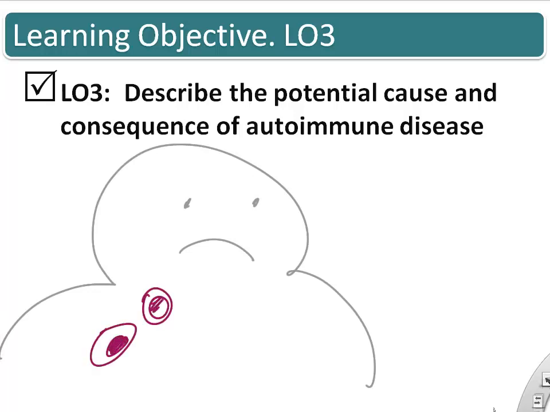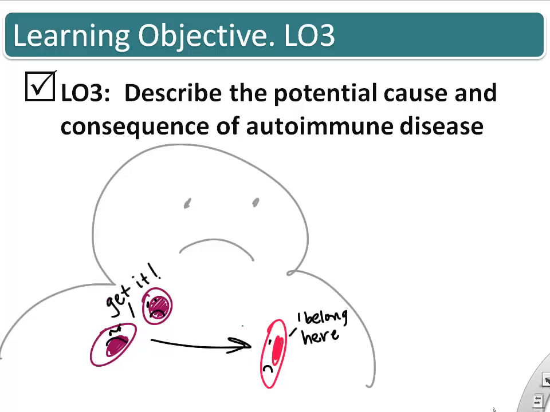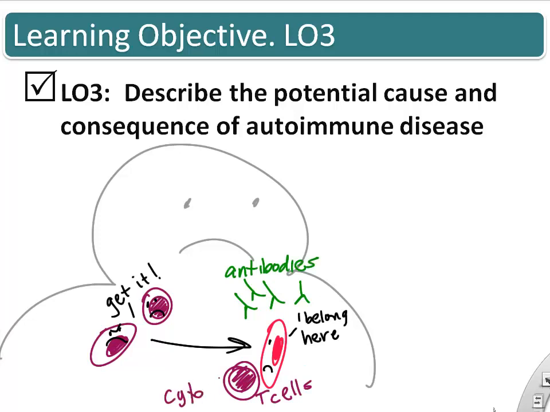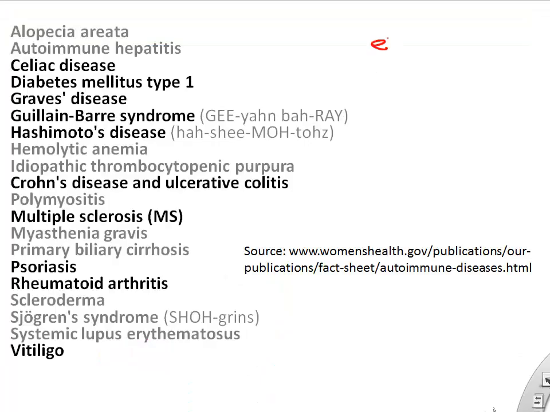Okay, our next learning objective is to describe the potential cause and consequence of autoimmune disease. So autoimmune disease is basically when your own immune system decides to attack either your cells or your proteins made by cells, using things like antibodies and cytotoxic or killer T cells to damage your own body. So you might wonder why the body does that. Well, we'll talk about some possible mechanisms.